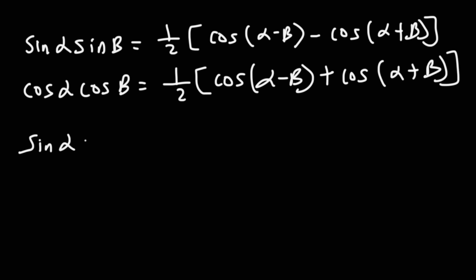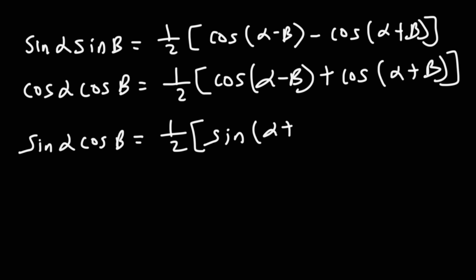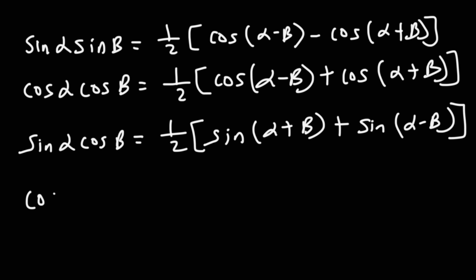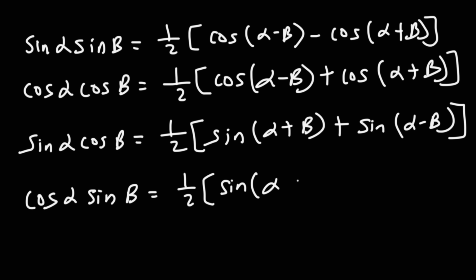And then it's sine alpha, cosine beta, which is 1/2 sine alpha plus beta, and then plus sine alpha minus beta. The last one is cosine alpha, sine beta is 1/2 sine alpha plus beta minus sine alpha minus beta.